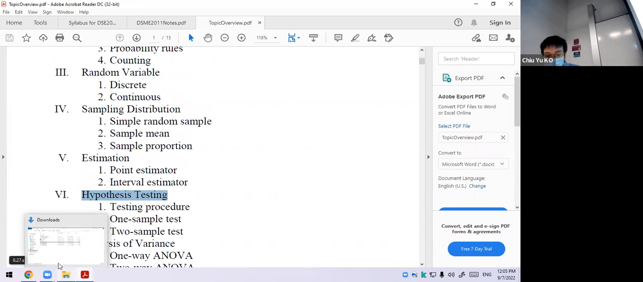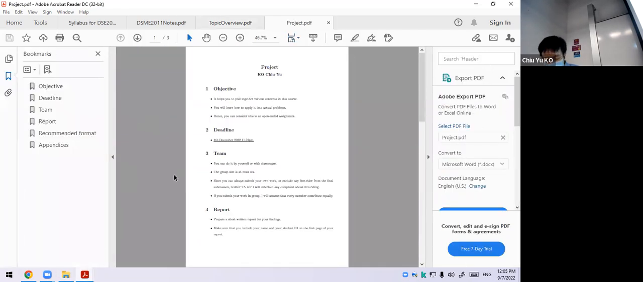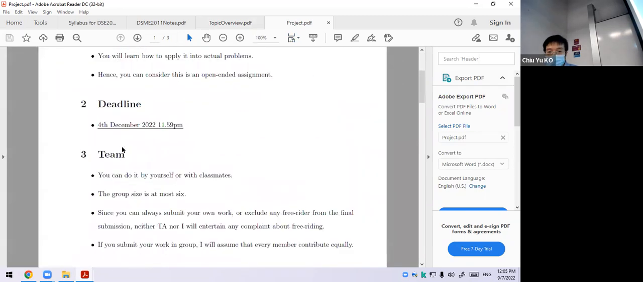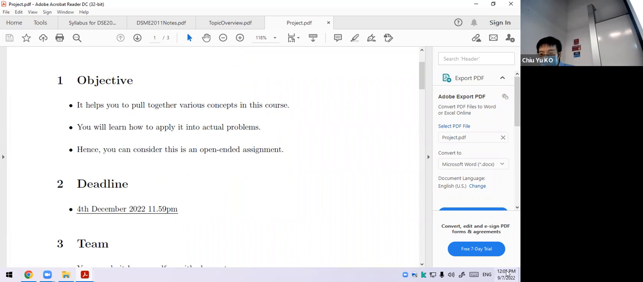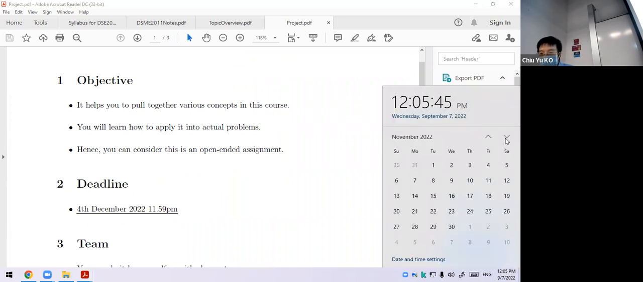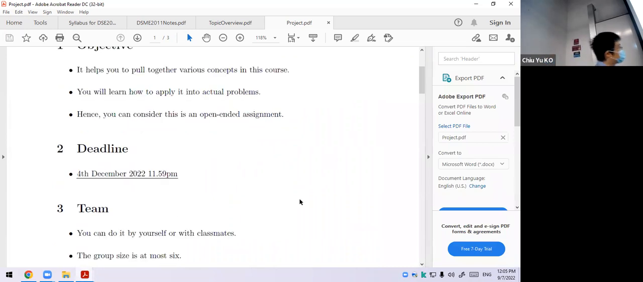So before we have a break, I want to go over the projects, which, as I said, is an open-ended assessment. The deadline will be the Sunday of the last week. The semester ends, or our test is actually on the 2nd of December. This will be the 4th of December. Don't worry, the workload is not heavy, but the learning process is very important.